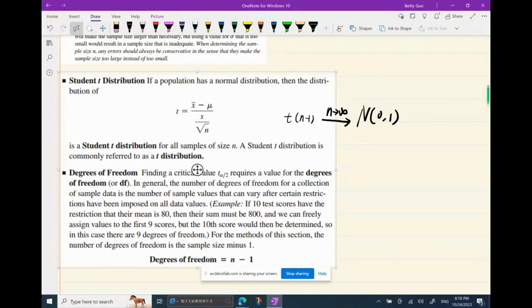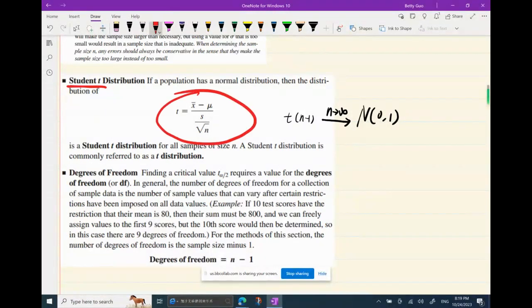I would call him a mathematician for the accomplishment he has achieved. So we name this distribution after his pen name, Student, but actually his real name is not Student. He could have named himself a superhero distribution, but he chose Student, which means he's a very humble person. So this is a T distribution.